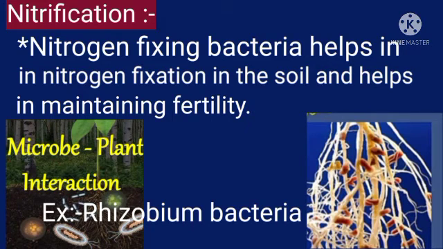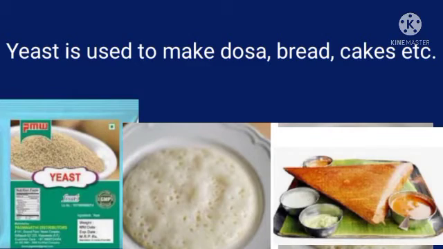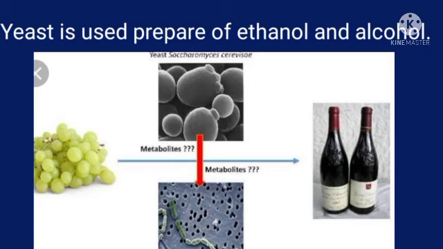Nitrification. Nitrogen fixing bacteria help in nitrogen fixation in the soil and in maintaining fertility. Example, Rhizobium bacteria. Some microbes make the soil fertile and produce nutrients for the plant. Yeast is used to make dosa, bread, cakes, etc. In industry, yeast is also used to prepare ethanol and alcohol.